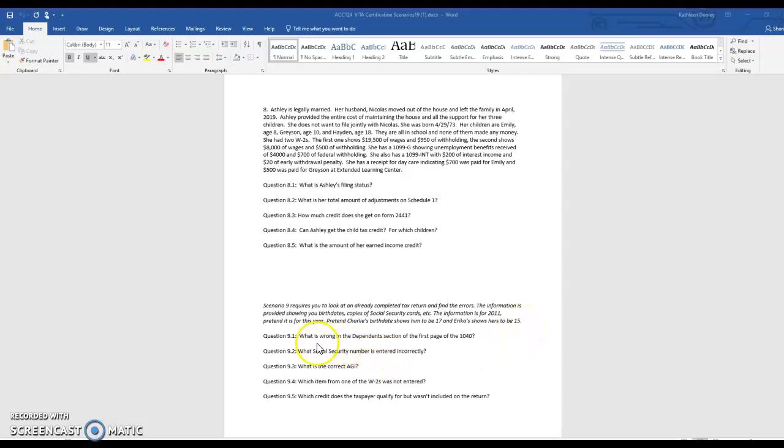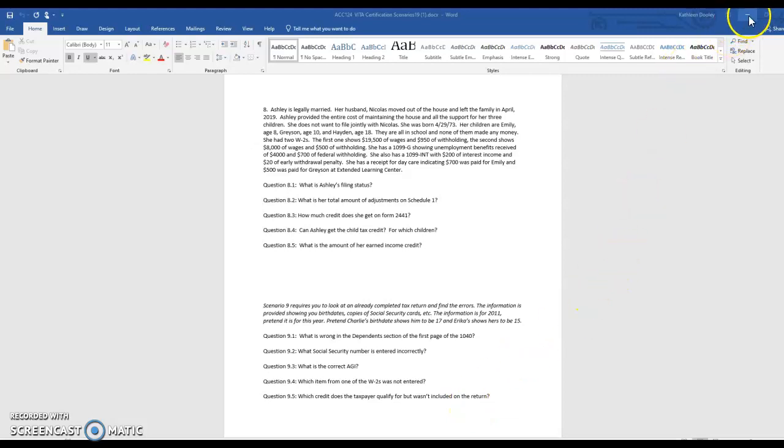Okay? So the first question, what's wrong in the dependent section of the first page of the 1040? What Social Security number is entered incorrectly? What is the correct AGI? Which items from one of the W-2s wasn't entered? And which credit does the taxpayer qualify for but wasn't included on the return?